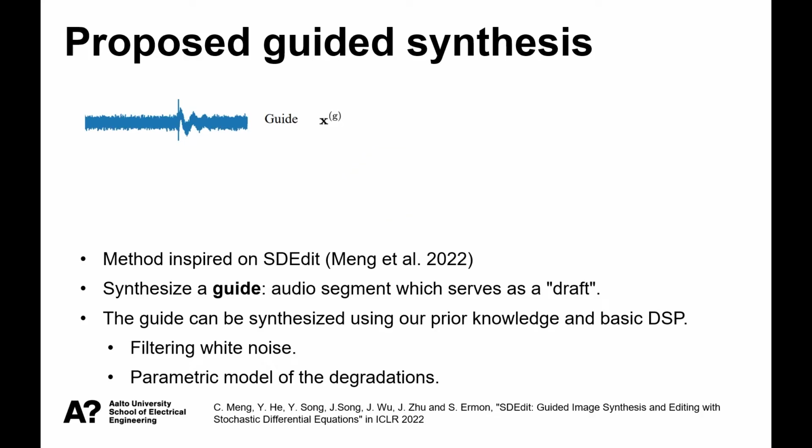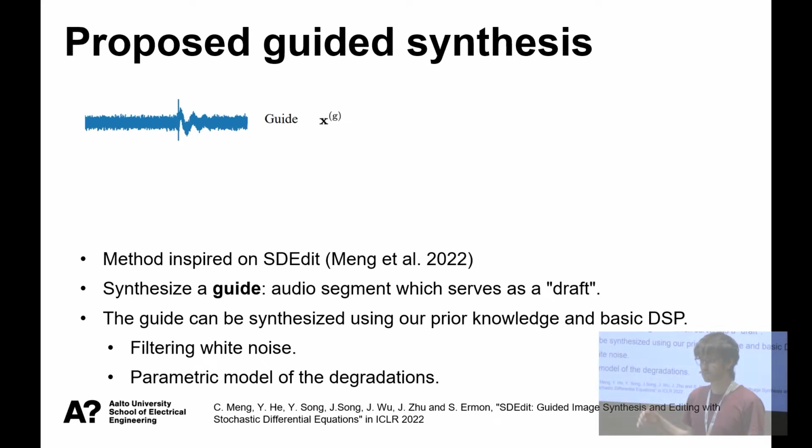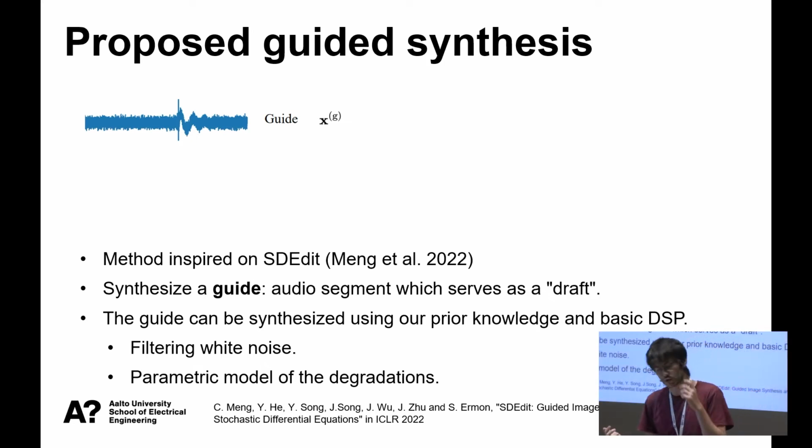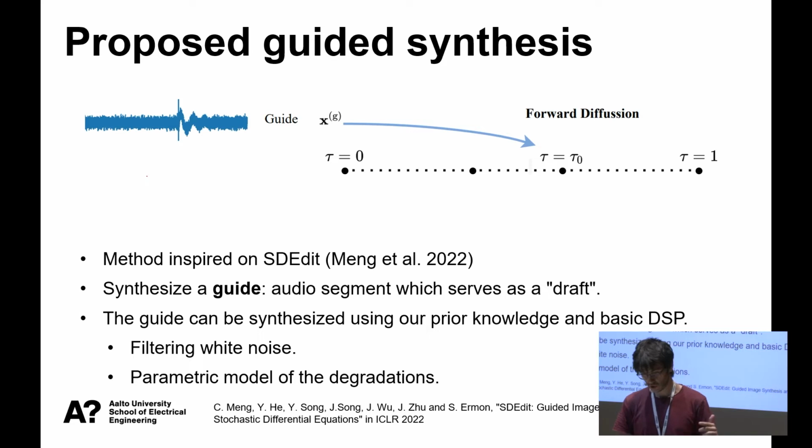Here we exploit that we kind of know how these noises look like. So we can synthesize some kind of draft that we call a guide. We can synthesize that using just filtered white noise or whatever we want to add here, or we can use some parametric models of the degradations. So what we do is forward diffuse this guide to some point in the middle of the diffusion process.